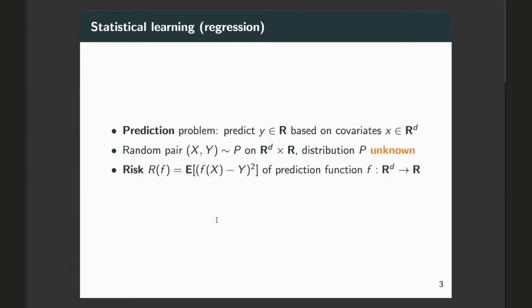Now that we have a distribution, we can define the prediction error of a prediction function. A prediction function just takes covariates x and maps them to a prediction f(x). So they map input to predictions. And we will consider a squared error. So the error is the square of the difference between the prediction and the output, and the risk is just the expected squared error. It's the standard measure in regression.